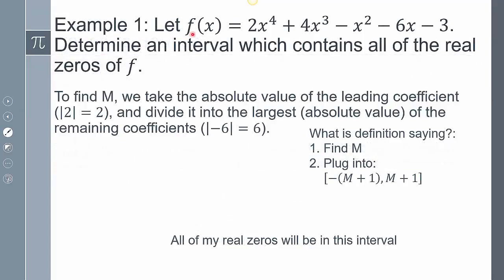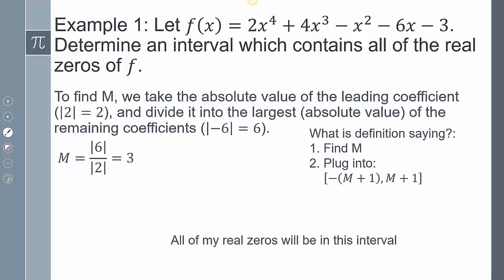So in this example, let f of x equal 2x to the fourth plus 4x to the third minus x squared minus 6x minus 3. Determine an interval which contains all of the real zeros of f. To find m, I take the absolute value of the leading coefficient, so the absolute value of 2. Then I look at all of my coefficients and take the absolute value of the largest one. The largest is negative 6, so the absolute value is 6. I divide the 2 into the 6, and I get 3.